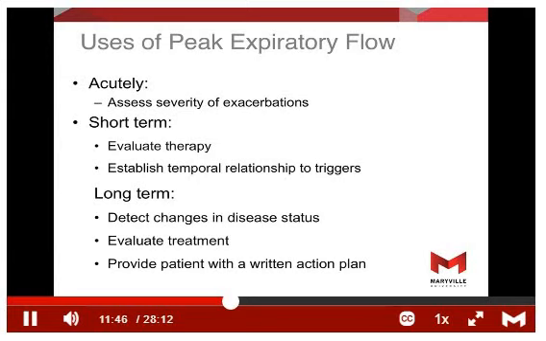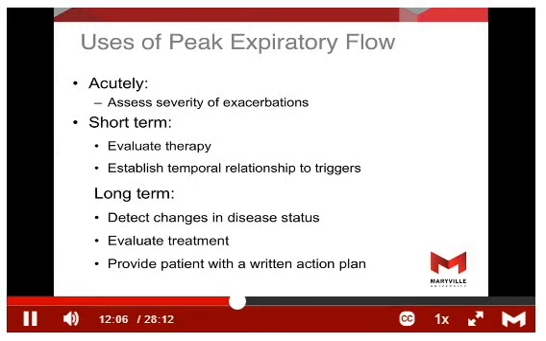Short term, to evaluate their therapy and establish a temporal relationship to triggers. Long-term, detect changes in disease status, evaluate treatment, and provide patients with a written action plan, which is key. In pediatrics, we're really good about giving action plans for our asthmatics. We need to do it in our adult patients.